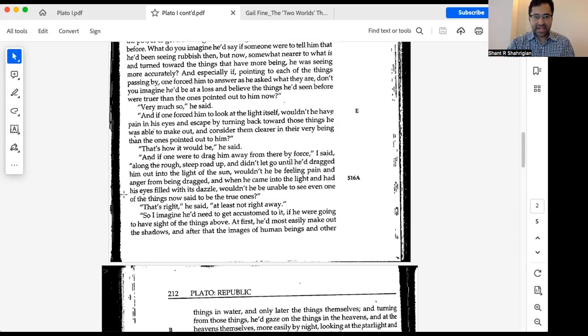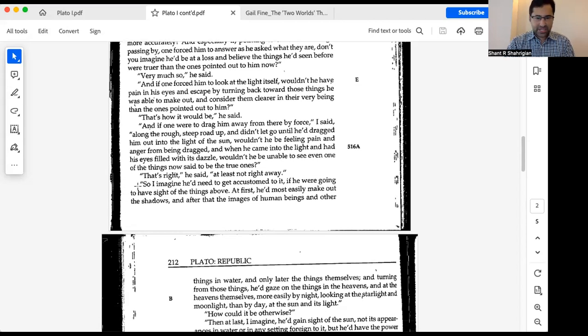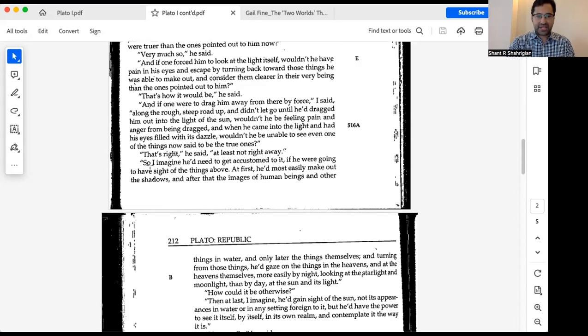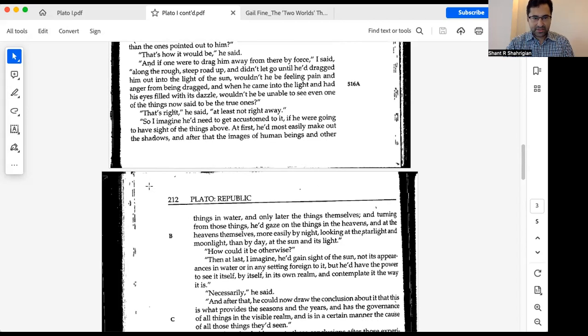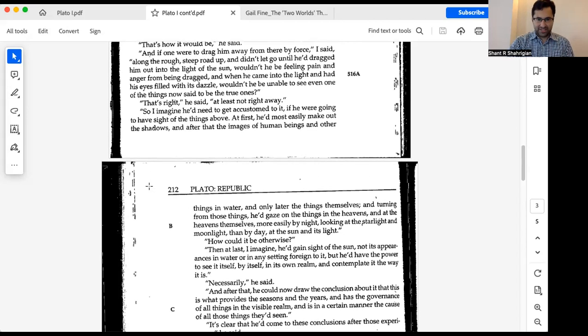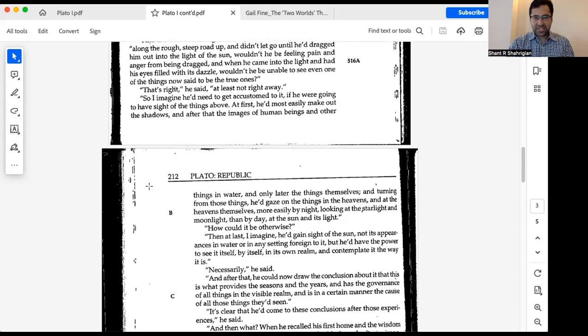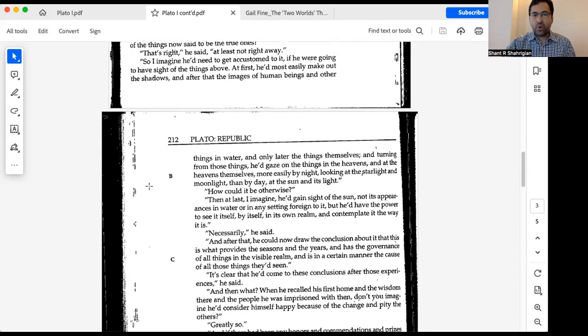And when he came into the light and had his eyes filled with its dazzle, wouldn't he be unable to see even one of the things now said to be the true ones? He'd need to get accustomed to it. At first, he'd most easily make out the shadows, and after that, the images of human beings and other things in water, and only later, the things themselves.